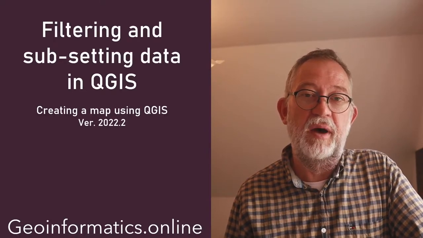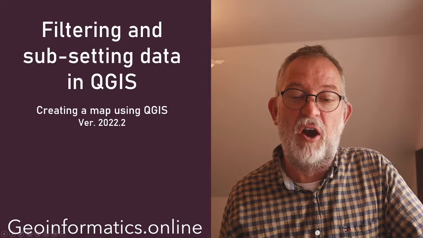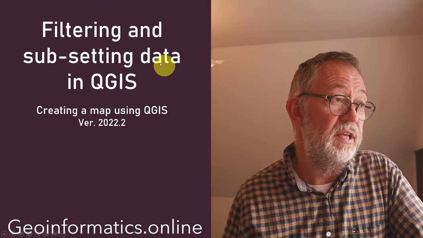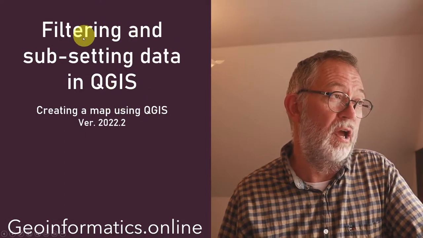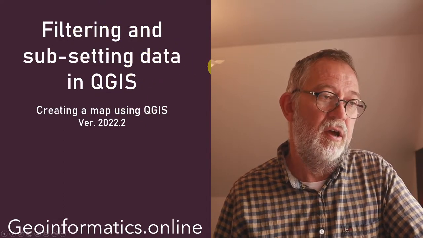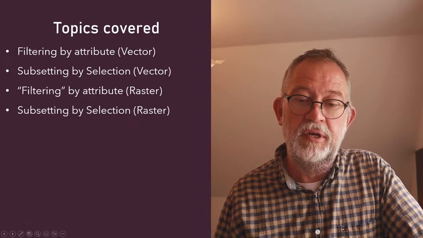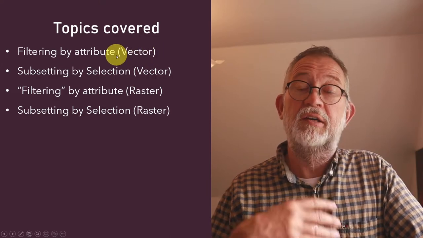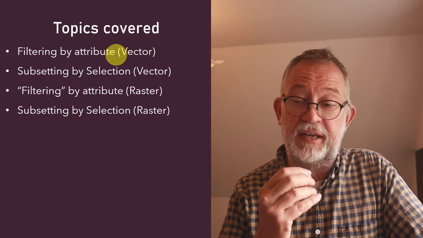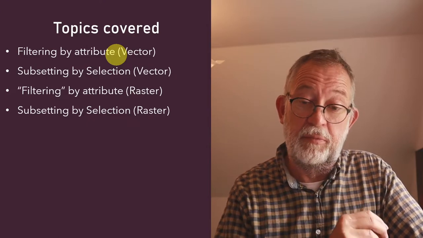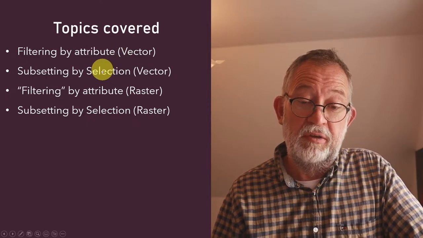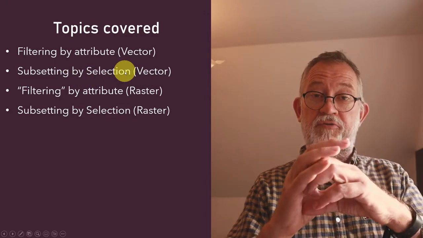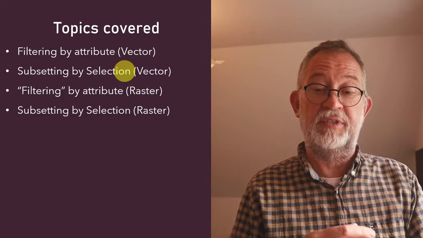And welcome to my third video in this series on creating a map using QGIS. In this video, I will be talking about filtering and subsetting data. More specifically, I want to talk about filtering by attributes, so in this case, only finding specific populated places. I'll also be making a subset by selection, so I'll select some countries and make a subset of them.